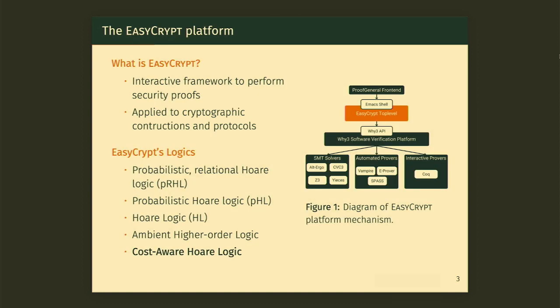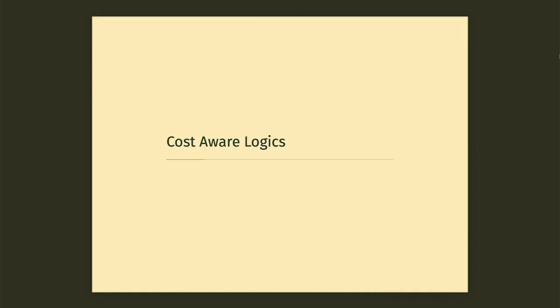EasyCrypt is an interactive platform that allows proving properties of cryptographic programs and protocols. It started with 4 initial logics that allowed proving probabilistic and possibilistic programs. It was later extended with a new logic, the cost-aware Hoare logic, that allowed proofs on resource consumption. It was in this logic that we based our own definitions. So, let's now look at the logic we developed.